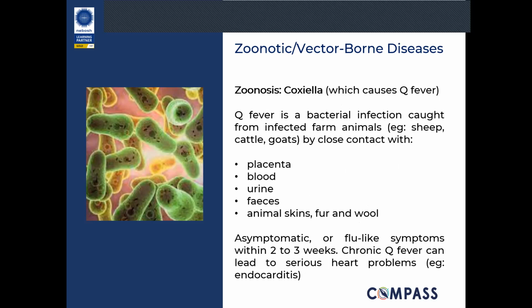Coxiella, Q fever. It's a bacterial infection caught from infected farm animals, sheep, cattle, goats, by close contact with placenta, blood, urine, feces, and animal skins, fur, and wool. So very small bacteria, and it has this link to an ability to grow around those blood, urine, feces, as well as sitting on the surface of the animals. Quite often the carriers are asymptomatic, but others typically show flu-like symptoms within 2 to 3 weeks of exposure. Chronic Q fever can lead to serious heart problems. Endocarditis is an example of that.